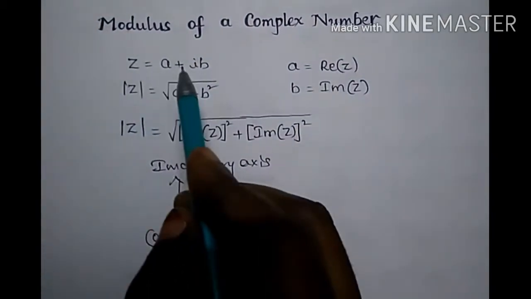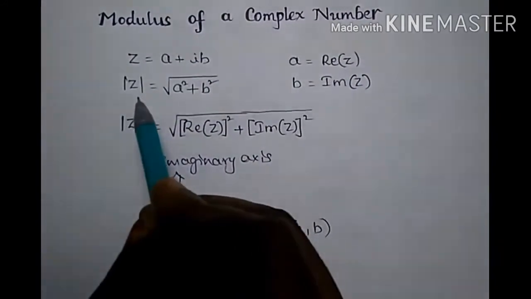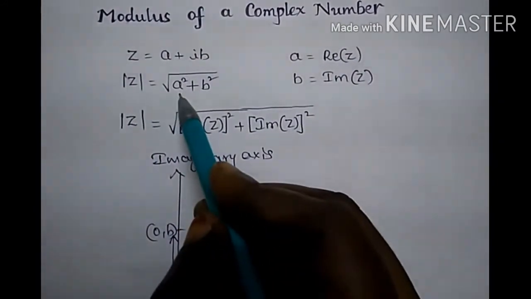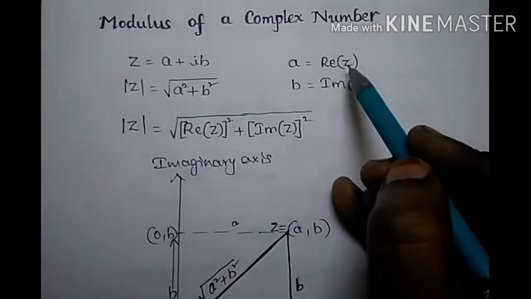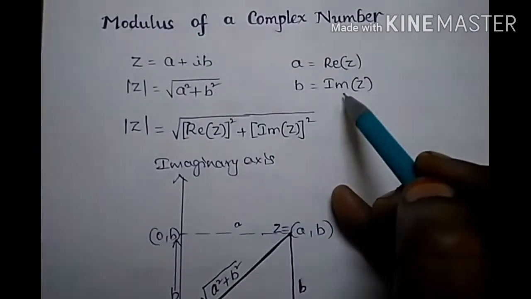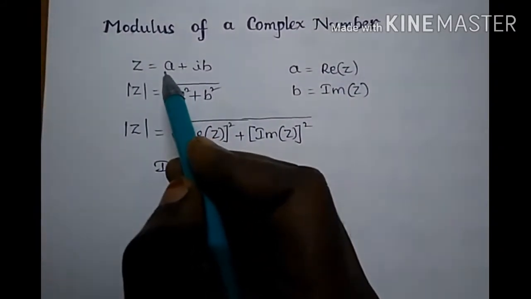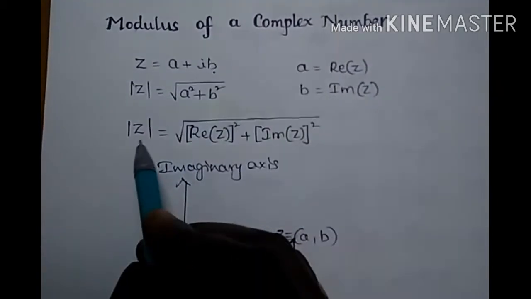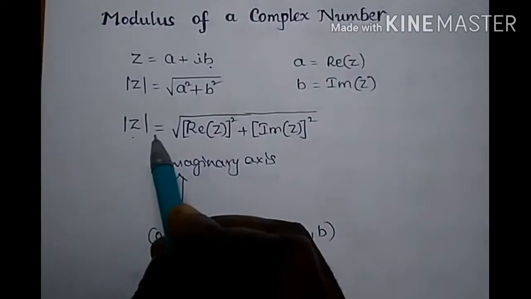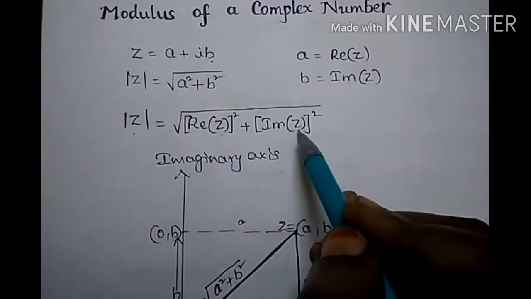Let z equal to a plus ib be the complex number. Then modulus of z is equal to square root of a square plus b square. Here a is real z and b is imaginary z. Know that in a complex number, the real part is called real z and the imaginary part is called imaginary z. So modulus of z can also be written as square root of real z whole square plus imaginary z whole square.